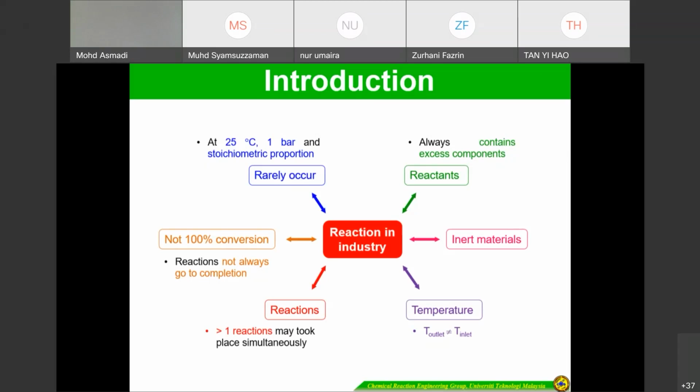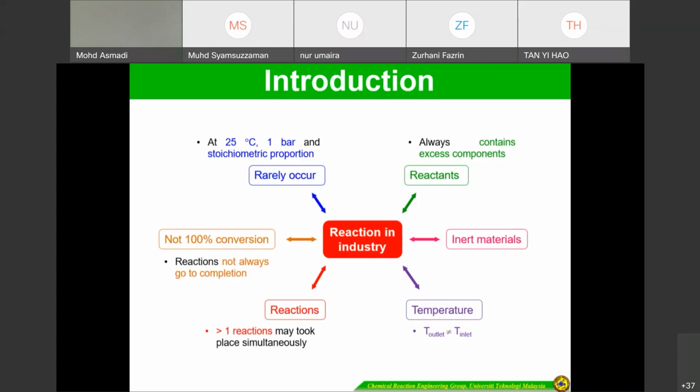And for conversions, there's no 100% conversion. It's not always complete. Sometimes it's 85% conversion, it can reach around 90 or 95%, but it never reaches 100% conversion. And more than one reaction takes place simultaneously, sometimes parallel reactions, sometimes series reactions, which you have to consider. Also, the inlet temperature is not equal to the outlet temperature, and inert materials are involved, generally nitrogen. So that is the industrial reaction.